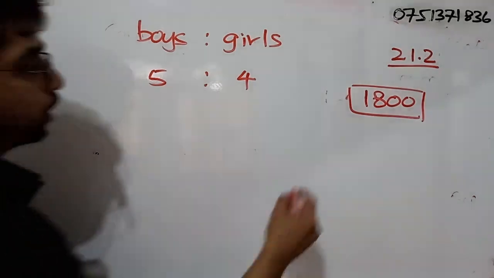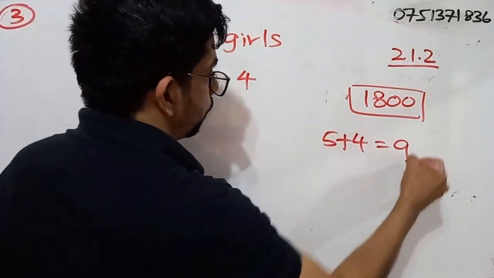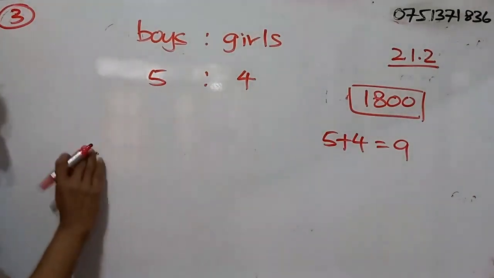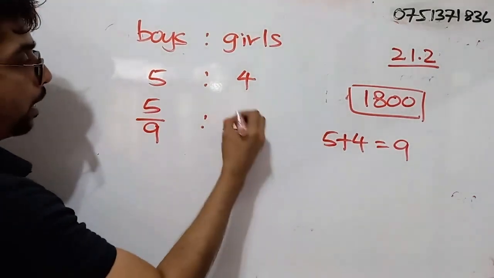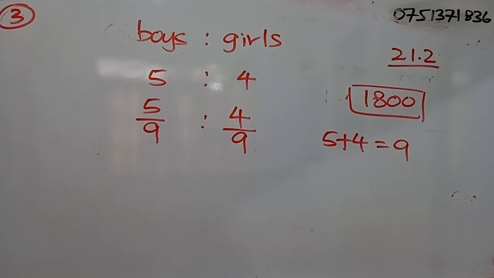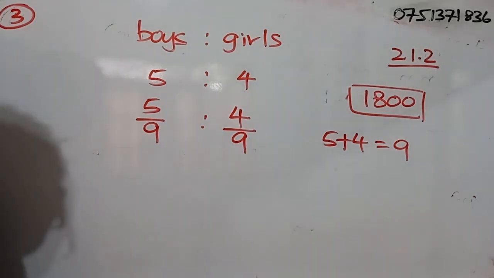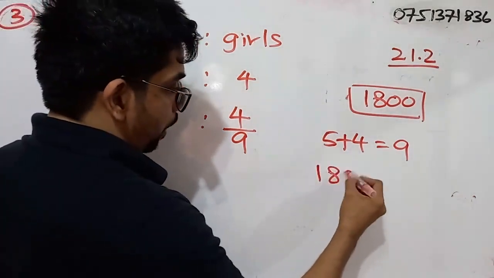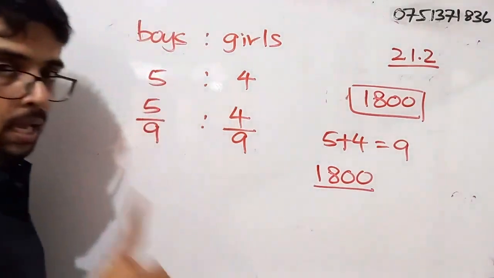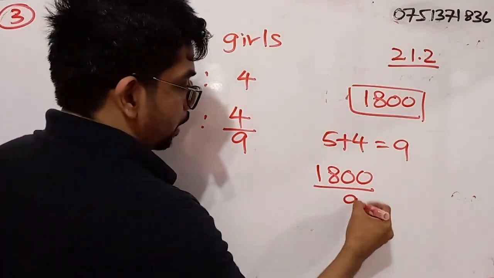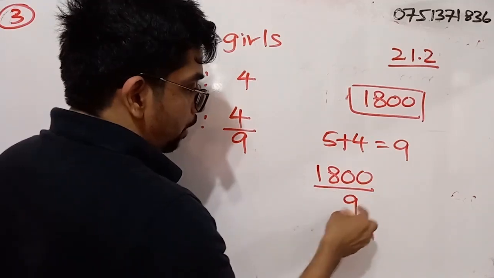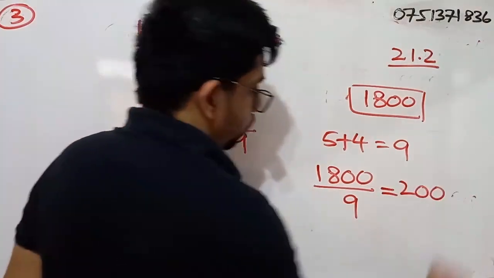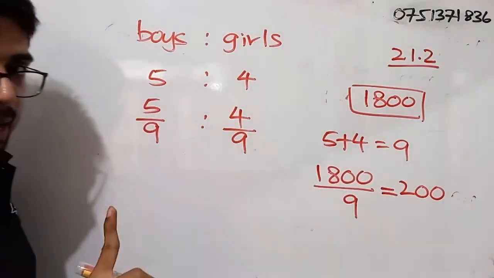Right. So what is the total number of parts? 5 plus 4. So we get 9. So from 9 parts, 5 are what? Boys. And from 9 parts, 4 are what? Girls. Right? So here, just as before, we have to calculate the value of one part. So what do we have to do? Take 1,800 and divide it by the total number of parts, which is 9. So now imagine these are just numbers. Right. So 1,800 divided by 9, we get what? 200. So that is the value of one part.